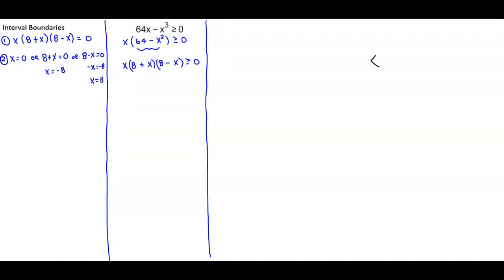So let's go ahead and draw our number line so we have our interval boundaries. We know we're going from negative infinity to positive infinity. And so we have 0 as an interval boundary. We have negative 8 as an interval boundary. And we have positive 8 as an interval boundary. So that means we have 1, 2, 3, 4 regions. The first region goes from negative infinity to negative 8 with a parenthesis.